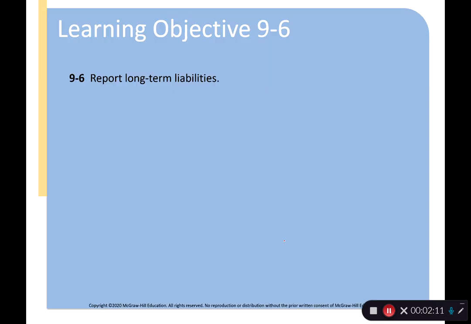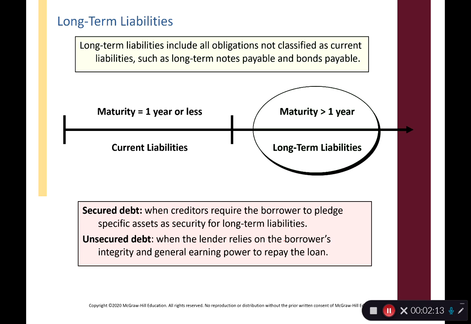Long-term liabilities, we've talked about notes payable. Any long-term liability is an obligation that we owe in more than a year. Note payable is one example. Another is a bond payable. We have a whole chapter, chapter 10, dedicated to bonds payable. Bonds payable is just another way for a company to get money. We'll talk more about it in the next chapter.